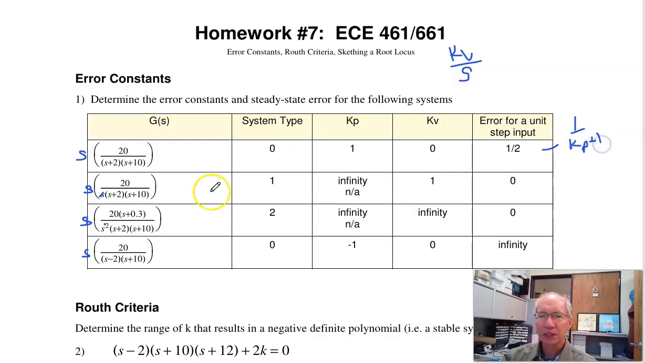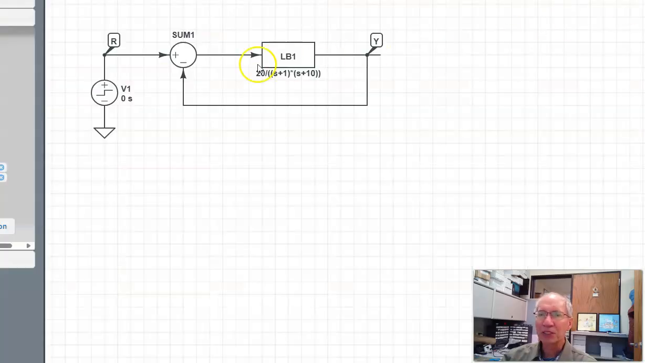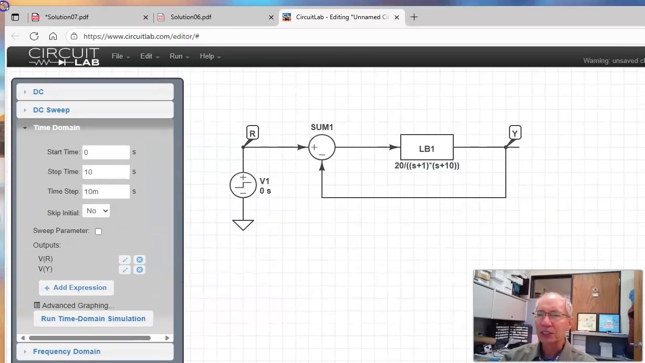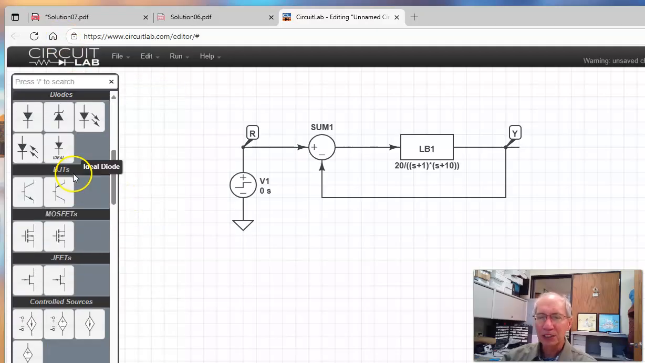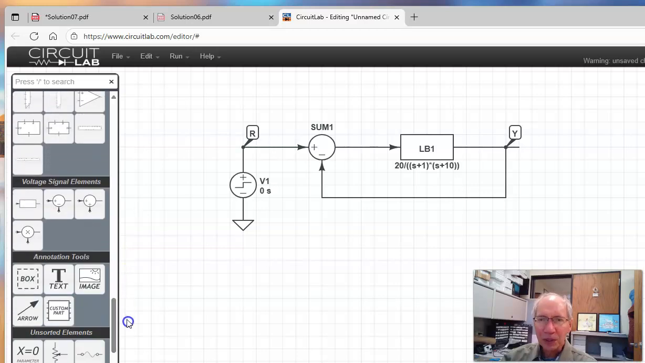If you want to try it, let's go to Circuit Lab. Circuit Lab is just an all-around great program. It works for electronics, signals, circuits, control systems. I'll just build a circuit in Circuit Lab. This is a fairly new feature: the transfer function, semi-block. This is the 20 over s plus 1, s plus 10.